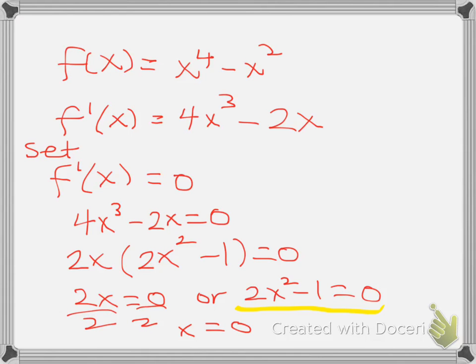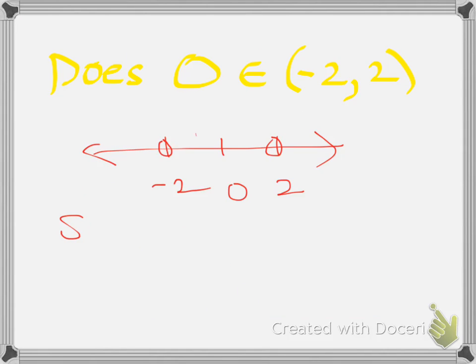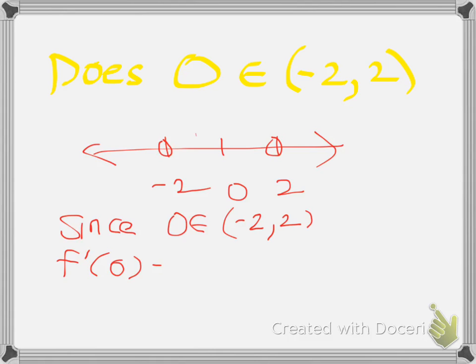So if we wanted to, and feel free, and I think in your book when you read the section, they solved for it, that's fine. But we just need to show there exists one. So as long as there exists one, we don't need to show all of them. I could ask you for that, but here we just need to show that there exists. So we actually can stop here because since 0 belongs to negative 2, 2, f prime of 0 equals 0. Thus, Rolle's theorem is verified.